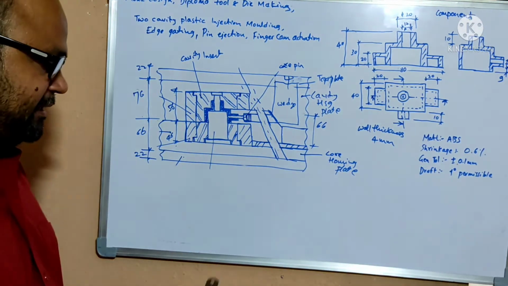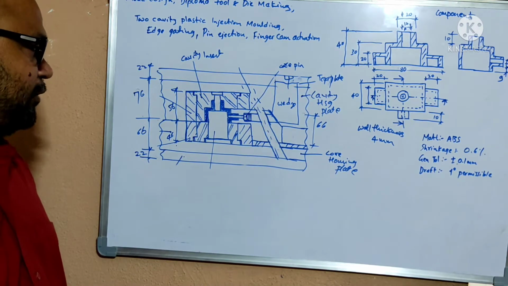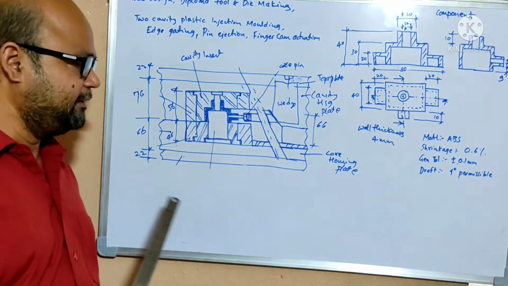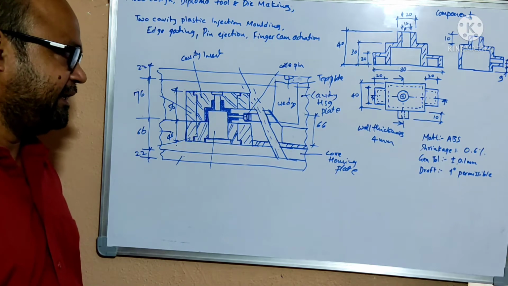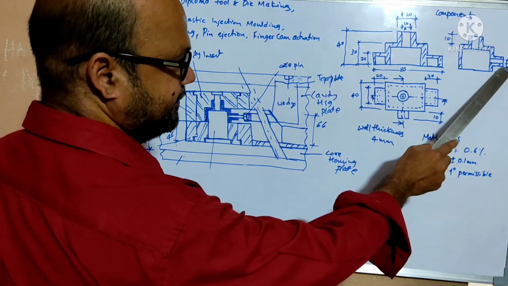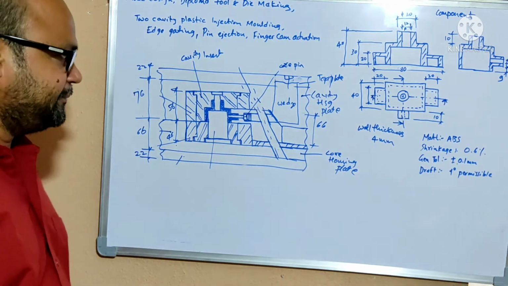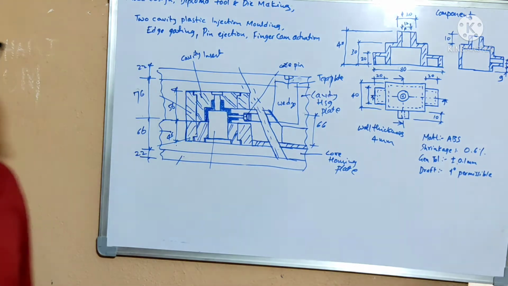This is the principle. I had given the introduction about the principle and how the material will be filled in the gap of the core and cavity. With the help of the side core, we will get the side wash and the hole in the component. This one is the principle here.